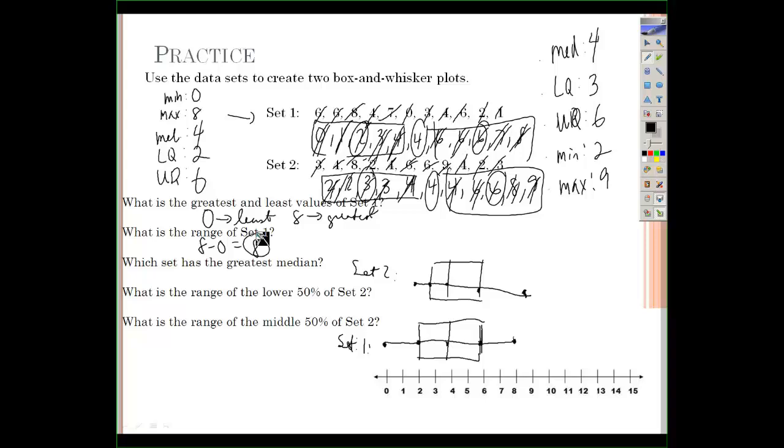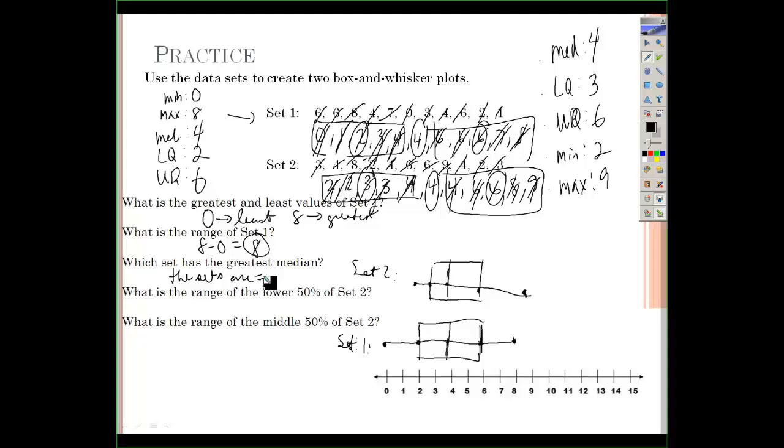Which set has the greatest median? Well, let's look at our medians. We know the median is the point on the box and whisker plot where the line goes straight through the middle. Okay. In this case, it appears that our median is 4 in both of them. So there is no set with the biggest or the greatest median. The sets are equal.